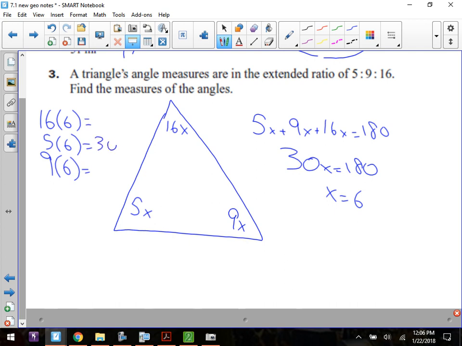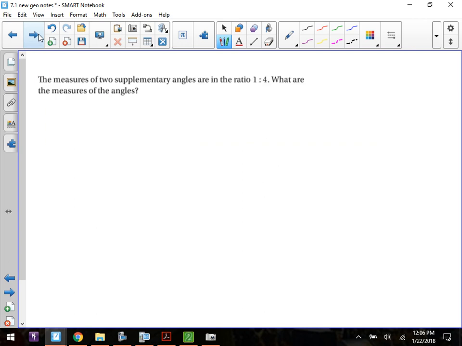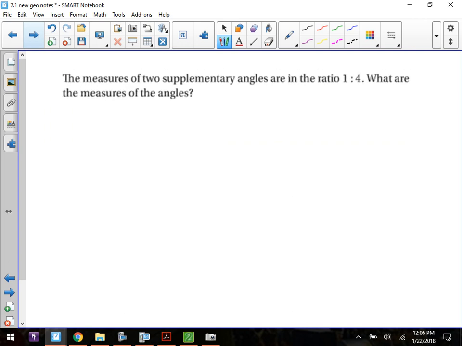So that's 30, 54, 96, I believe. Once again, it's using some definition in algebra to work into a geometry setting. It is relatively straightforward. This also works with these definitions as well.